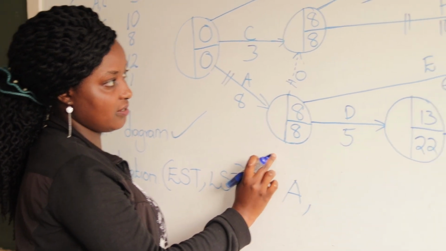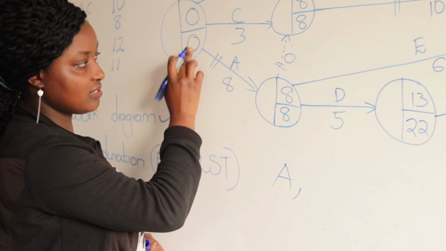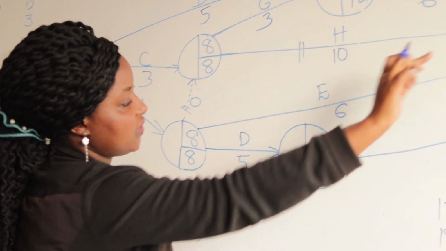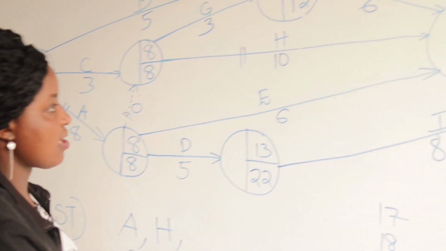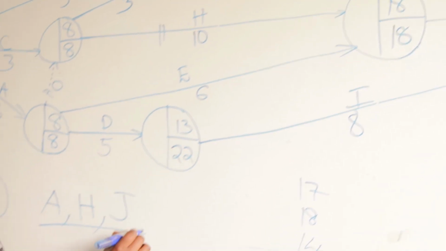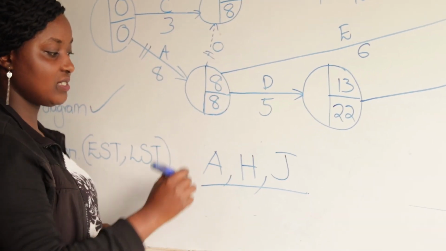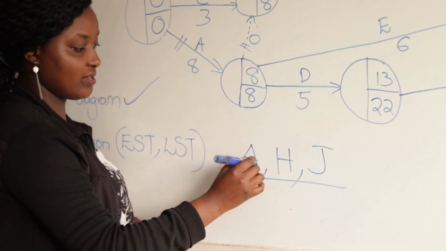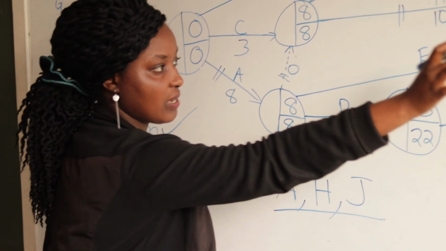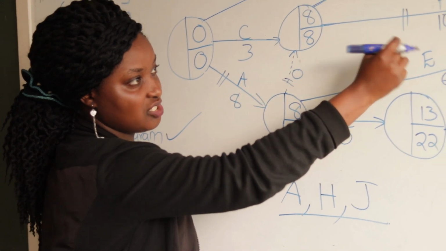From activity A, then we have this. This is a dummy, so we cannot mention it. That means it is still A. Then the next one is activity H. Then the last one is activity J. So this is our critical path, showing that these activities are necessary. The whole event can happen with these others not happening, but they cannot function without activity A, H, and J.